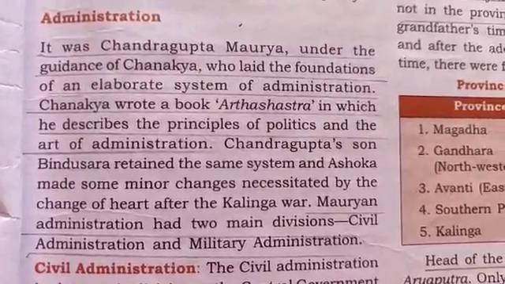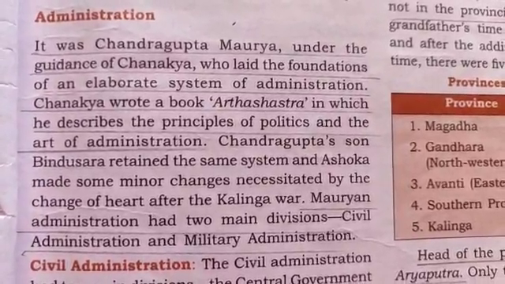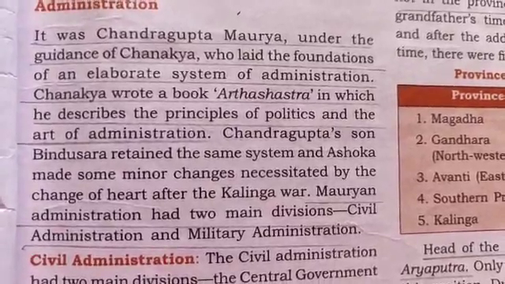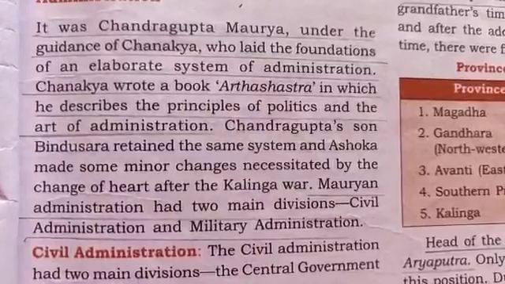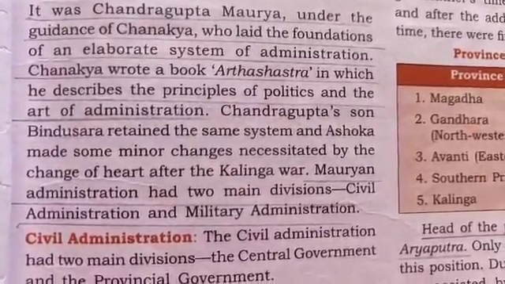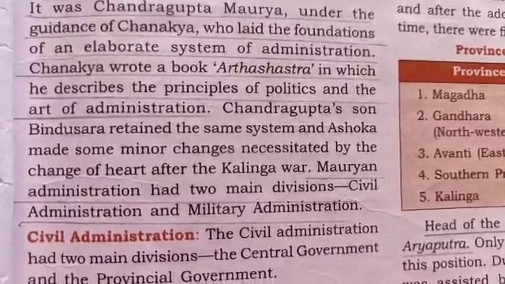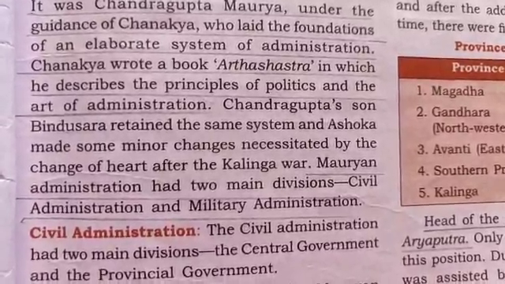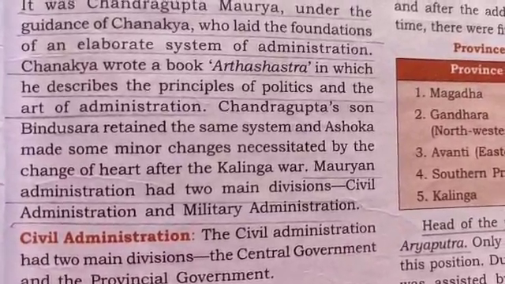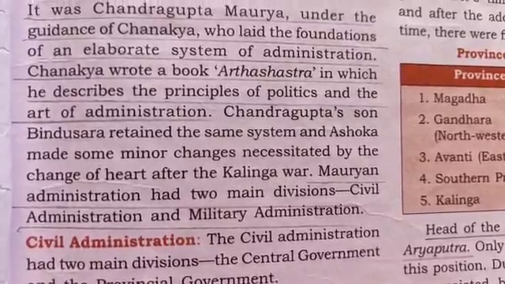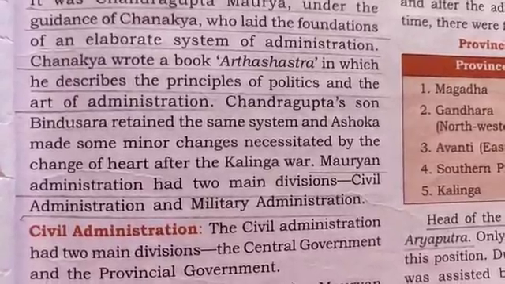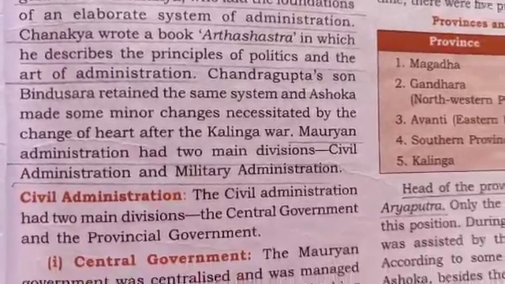Underline, it was Chandragupta Maurya under the guidance of Chanakya who laid the foundation of an elaborate system of administration. Chanakya wrote a book, Arthashastra, in which he describes the principles of politics and the art of administration. Chandragupta's son Bindusar retained the same system and Ashok made some minor changes necessitated by the change of heart after the Kaling war. So, Mauryan administration had 2 main divisions, civil administration and military administration.